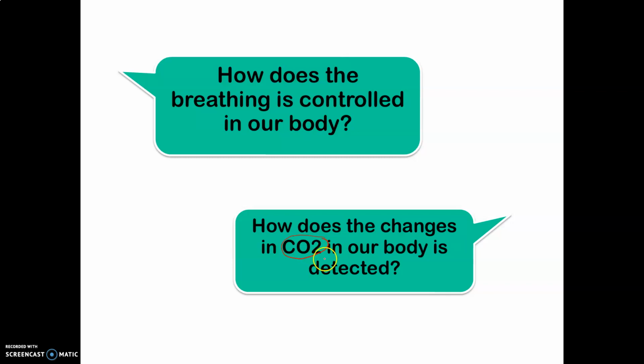Bila awak rehat macam sekarang, awak tidaklah tercungap-cungap, disebabkan your partial pressure of carbon dioxide is relatively low compared to when you exercise. Okay, so cerita dia sekarang macam mana the changes in carbon dioxide itu detected by our body, so that the action in order to release carbon dioxide and obtain oxygen itu dikawal selia. Contohnya macam the rate of breathing, bila kita exercise kita bernafas lebih banyak compared dengan bila kita rest, kita bernafas macam biasa. Macam mana is detected, itu yang kita nak tengok in the next lecture.